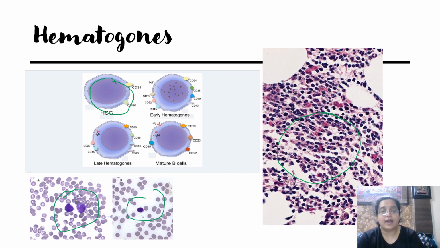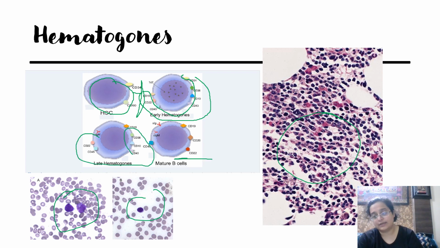On flow, you have to see these markers. When the first stage occurs, there is CD34. Then these early markers in the early hematogones. Finally, these markers in the late hematogones, and then it forms a mature cell. In flow cytometry, it is a waterfall pattern and a J pattern, which we have to see by detecting these markers. I'll take that sometime later.